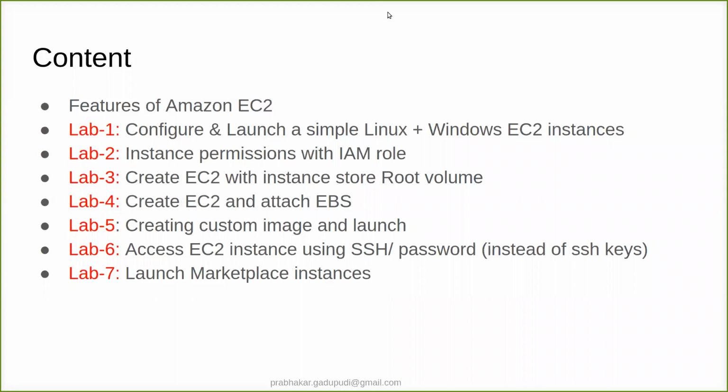Here is our content. What is AWS and the features of AWS EC2? And next, we will go with 7 different labs for configuring and launching simple Linux and Windows instances, and how we can play with the IAM roles and create EC2 instances with different storages, instance storage, root volume and EBS storage, and create a custom image and launch the instance, and access the EC2 instance using an SSH key as well as a password instead of using a public key. Launch marketplace instances.